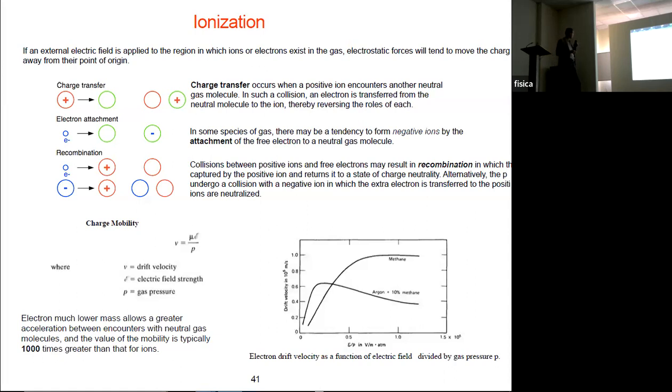The second process, which can also happen, is called charge transfer. For example, we have a positive ion that meets a neutral gas molecule or atom, and during these interactions, the exchange of charges happens. So all these ions and molecules are reversed. One more process which is very bad for radiation detectors is called electron attachment.